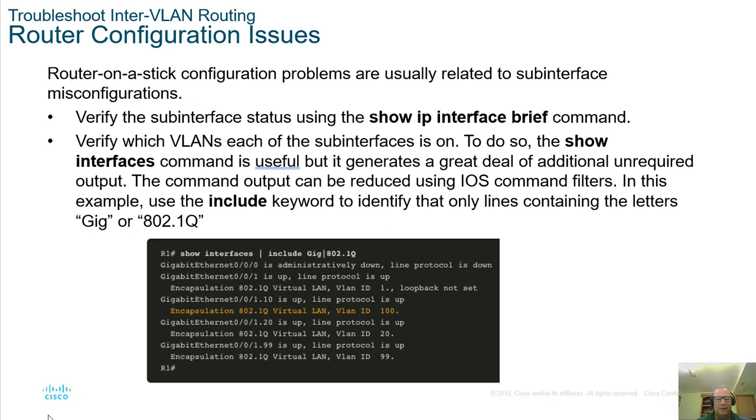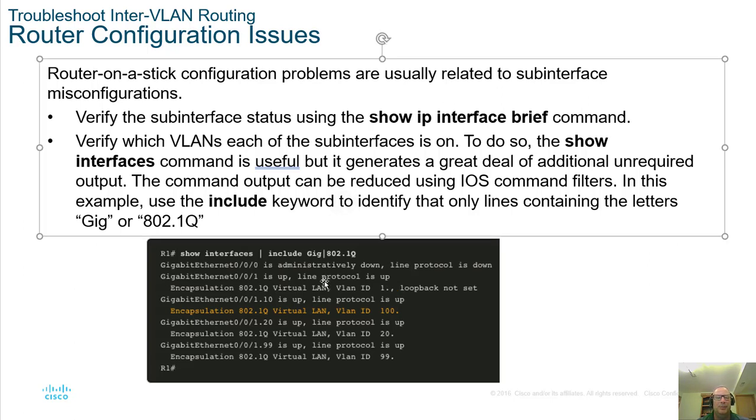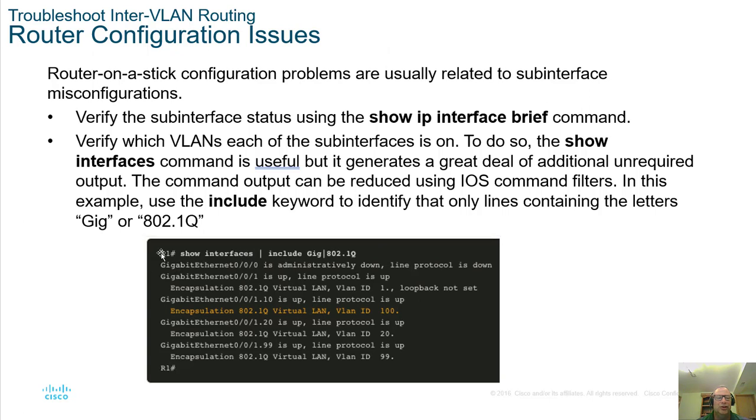This just shows router configuration issues, where show ip interface brief and show interface, and they're showing the pipes here too. Oh, here's a pipe right here. I knew it was coming up. Show interface pipe include gig 802.1q, and that's going to show you anything that includes those pieces. So this is a great way to customize your show commands.